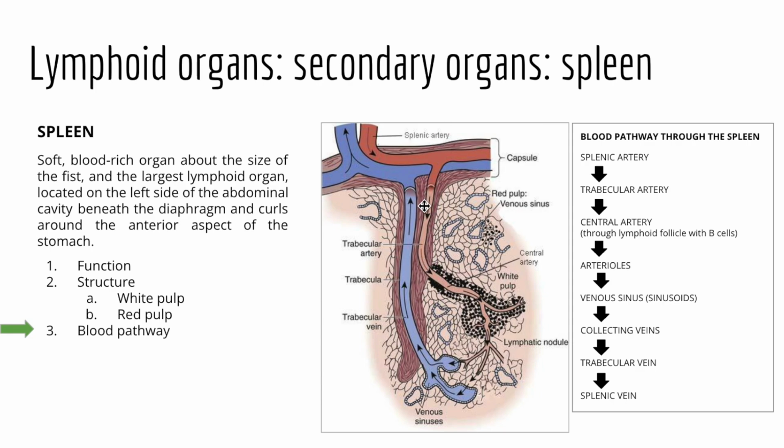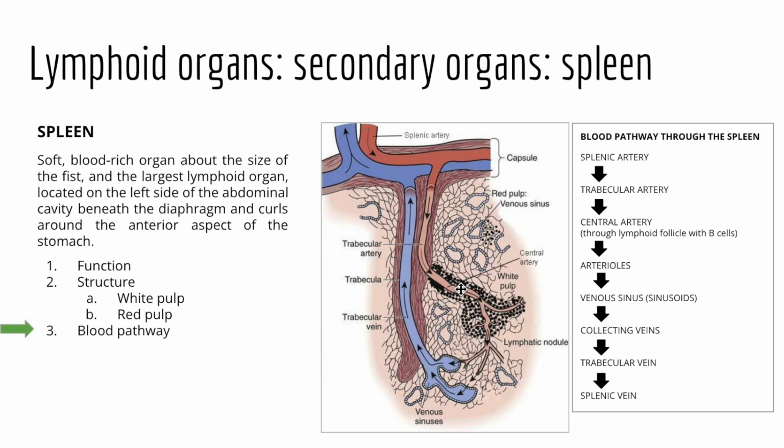These are going to be partitions that extend from the spleen's outer capsule within the interior of the spleen. So we saw similar structures when we looked at our lymph nodes earlier in lecture. And our trabecular arteries then are going to further branch into central arteries, which are surrounded by lymphoid tissue. So we're going to see white pulp in this region here.